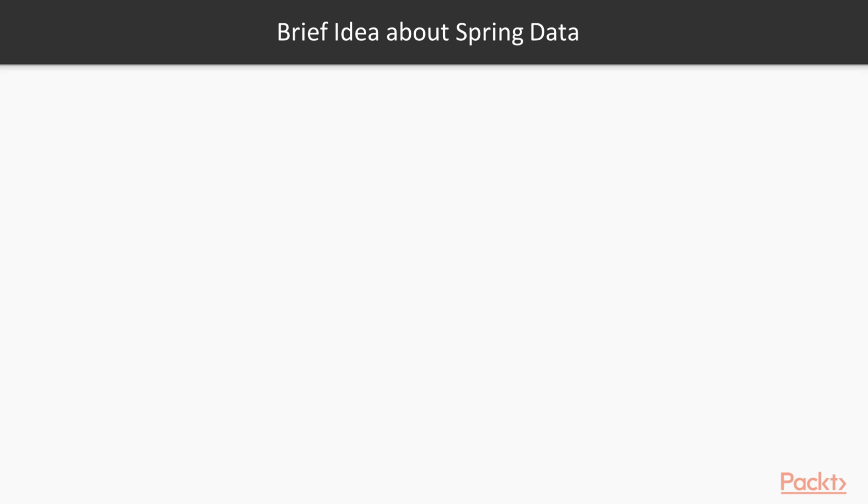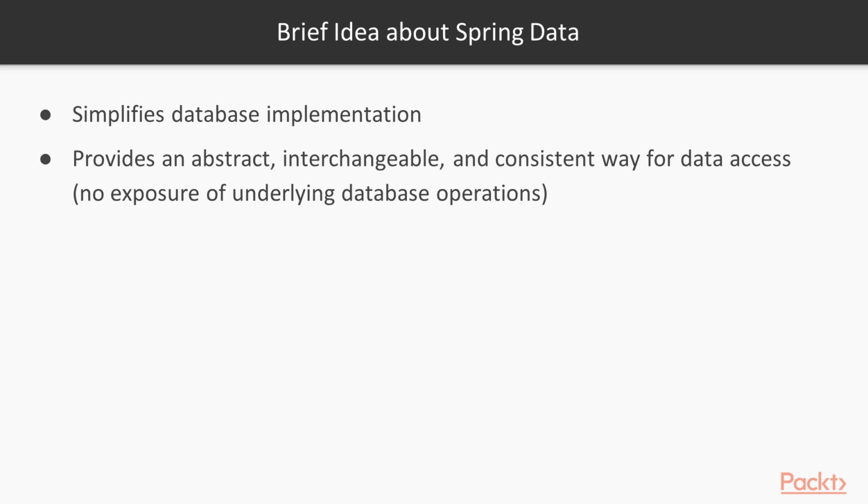Basically, Spring Data is a means of simplifying database implementation for the developer. And this is achieved by providing an abstract, interchangeable, and consistent way for data access, which basically means that the implementation code of your database is not exposed to the outside code making use of it. So no exposure of underlying database operations takes place.